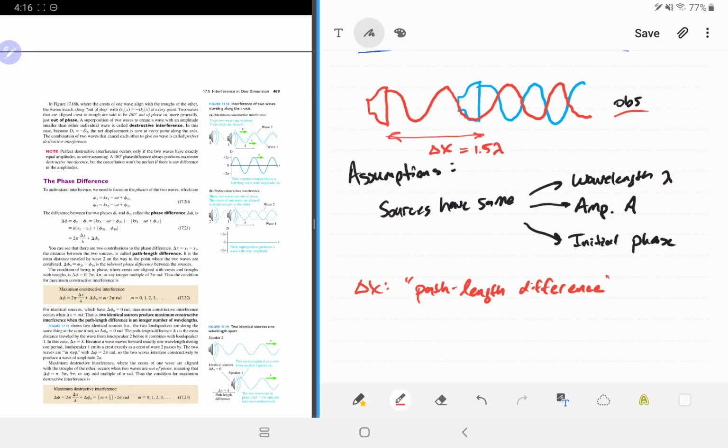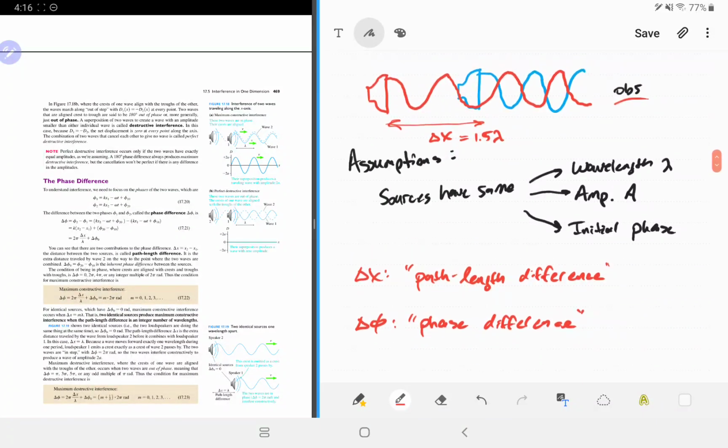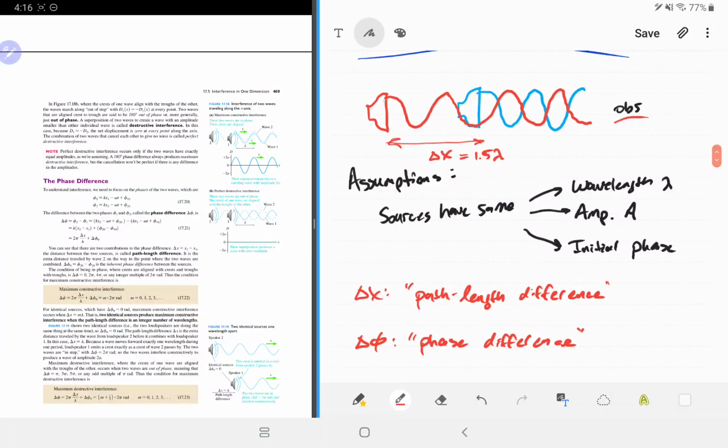Now, a lot of times we don't really care about the distance in meters. We just care about the phase difference. So there's a quantity that's a little bit more relevant when it comes to interference, and this is called the phase difference. You can see that the red wave has undergone a full 2 pi radians, a full cycle, plus another half a cycle. So we can describe this as the phase difference, and all we really care about is the magnitude of this. So this is going to be 3 pi radians.